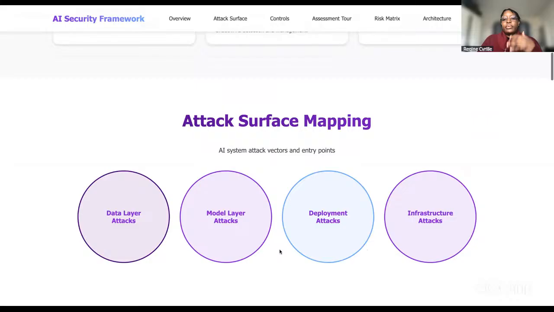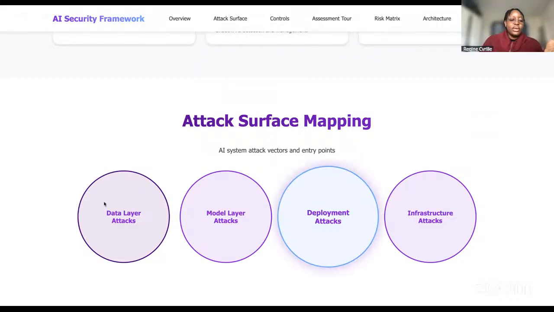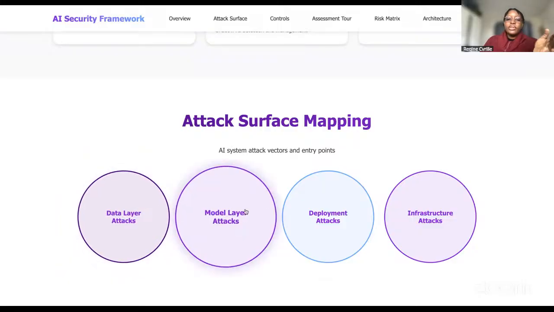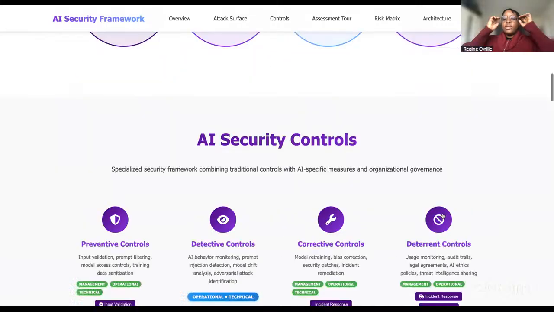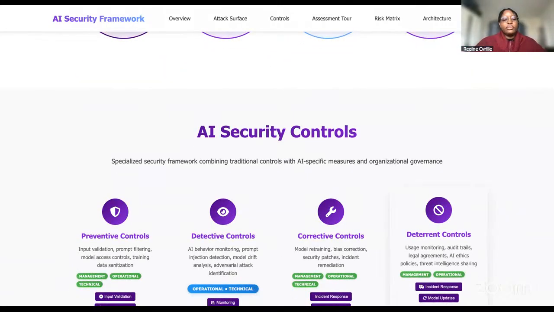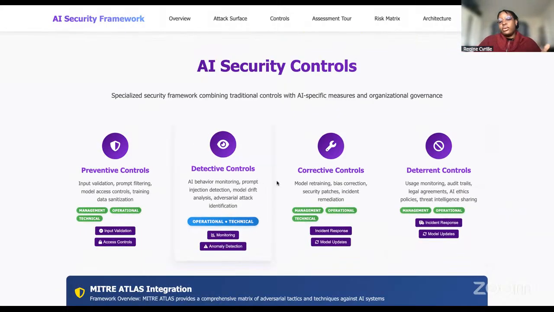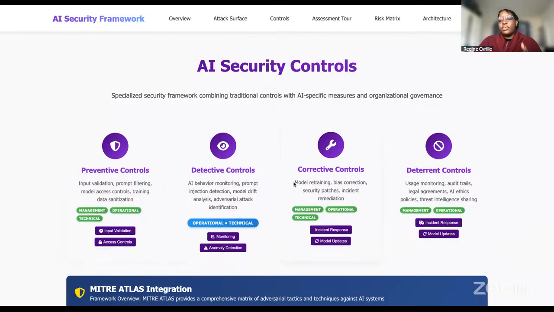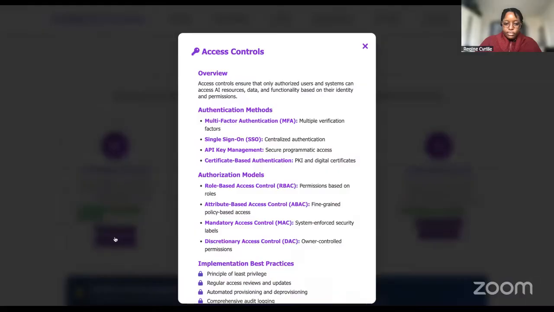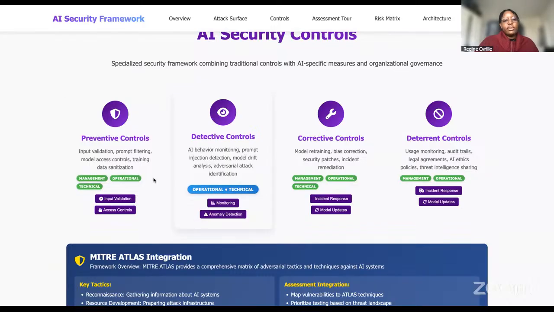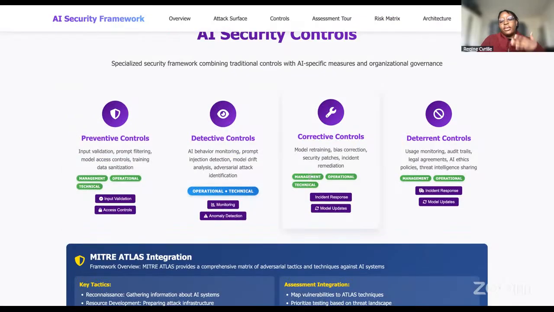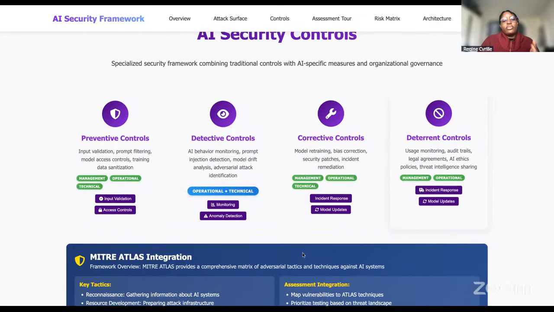So now we are mapping the attack surface with respect to when we're dealing with an AI model. You have the data layer, the model layer, and the deployment infrastructure layer. Now, there are some controls that can be implemented: preventive, detective, corrective, and even deterrent controls. You should check each of them. All of them have more context, more explanations, things that you can read.